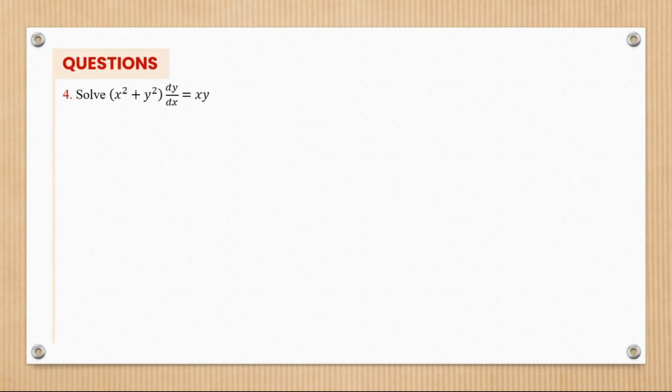So question number 4, we're being told to solve x squared plus y squared, these are in bracket, times dy dx is equal to xy. So the first question is, is this homogeneous?